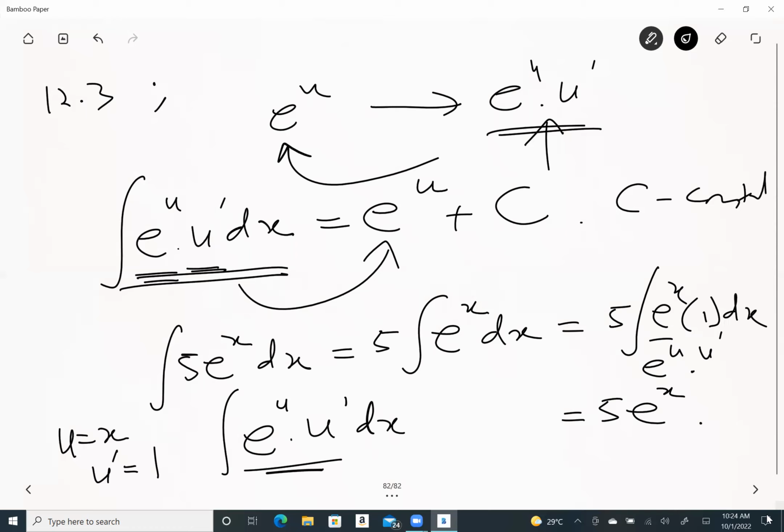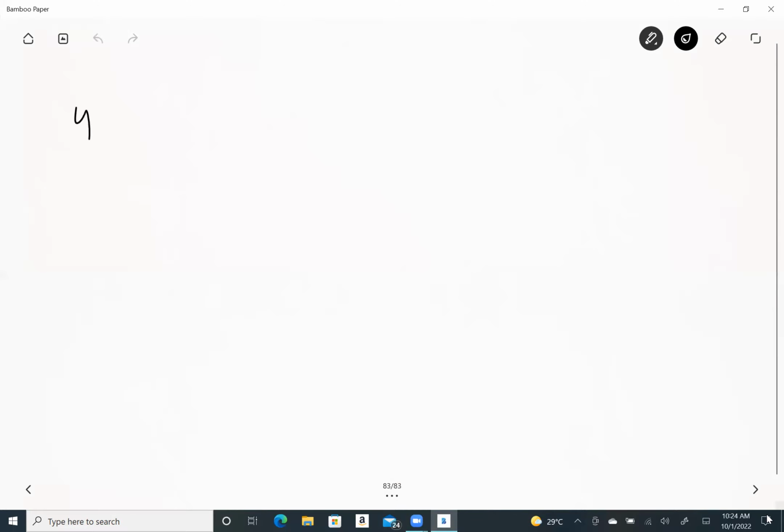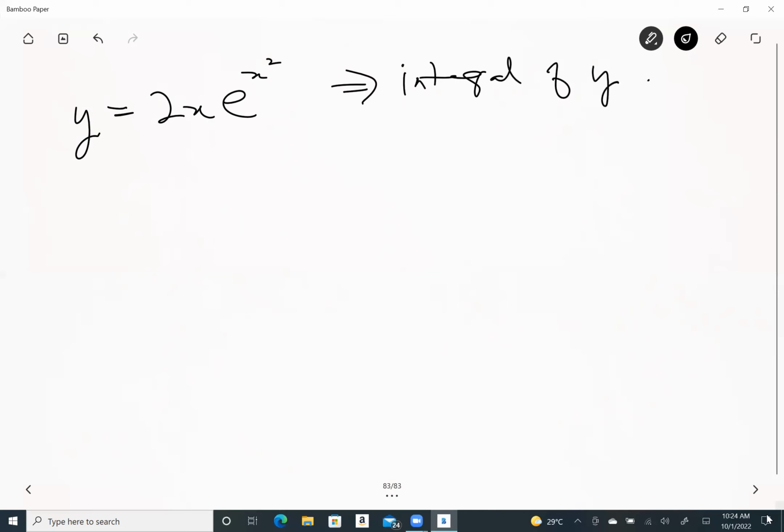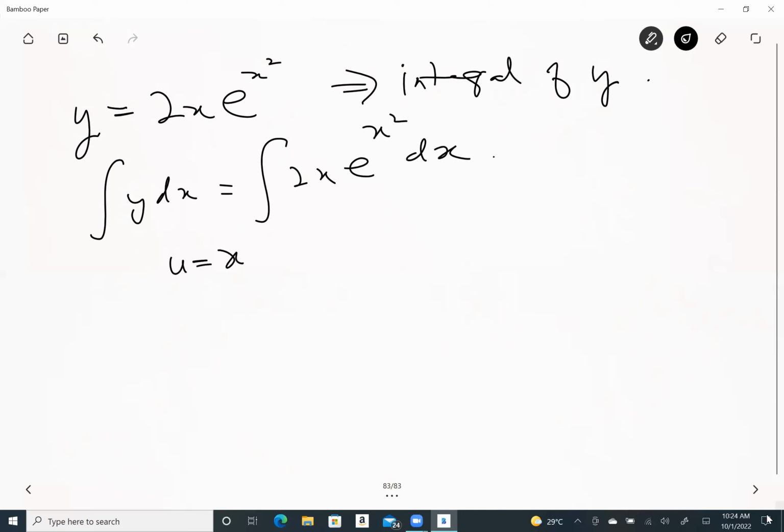You have a function equal to 2x e to the power of x squared. So I have here y equal to 2x e to the power of x squared. Now you want to find the integral of y, or integrate y. So the integral of y dx is equal to what? The integral of 2x e^(x squared) dx. So what do you do? You let u be equal to x squared.